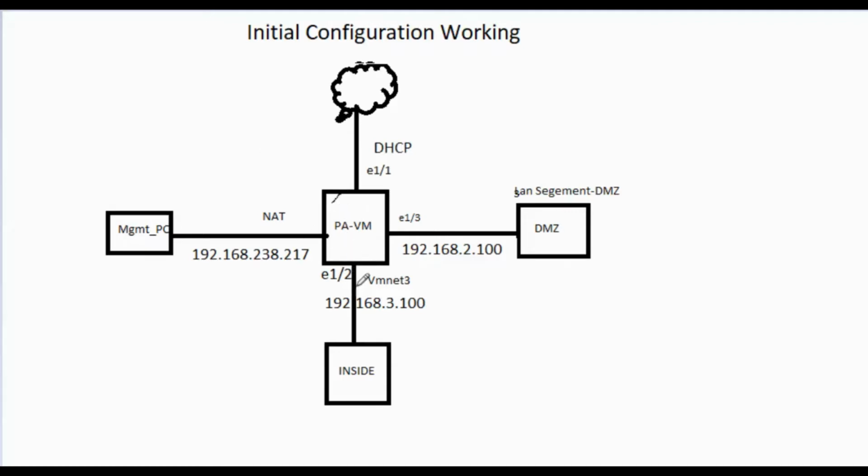In this I have connected four interfaces. The first one is for the NAT, which is already configured as 192.168.238.217, and the second interface is also configured as a NAT. It will take an IP address in this range, as I have already configured DHCP. And the third interface is for the inside interface, which is connected to a LAN. I have mentioned it as VMnet 3.